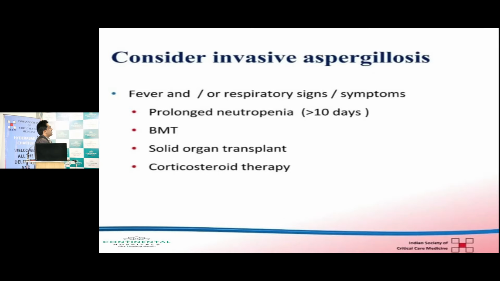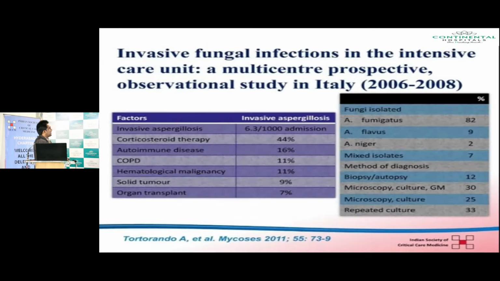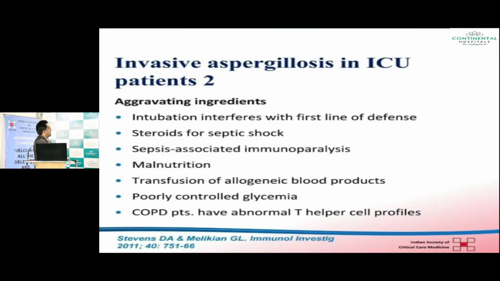fevers, respiratory symptoms, and lung. So this is the halo sign characteristic we see present in this ball, and this is a characteristic halo which is in invasive aspergillosis. Aspergillosis can also involve the sinus. These are the risk factors. Aspergillus is the common species, and this is the long list of risk factors for invasive aspergillosis. Please go through this. Aggravating factors are steroids, intubated patients, malnutrition, and poorly controlled glycemic status.